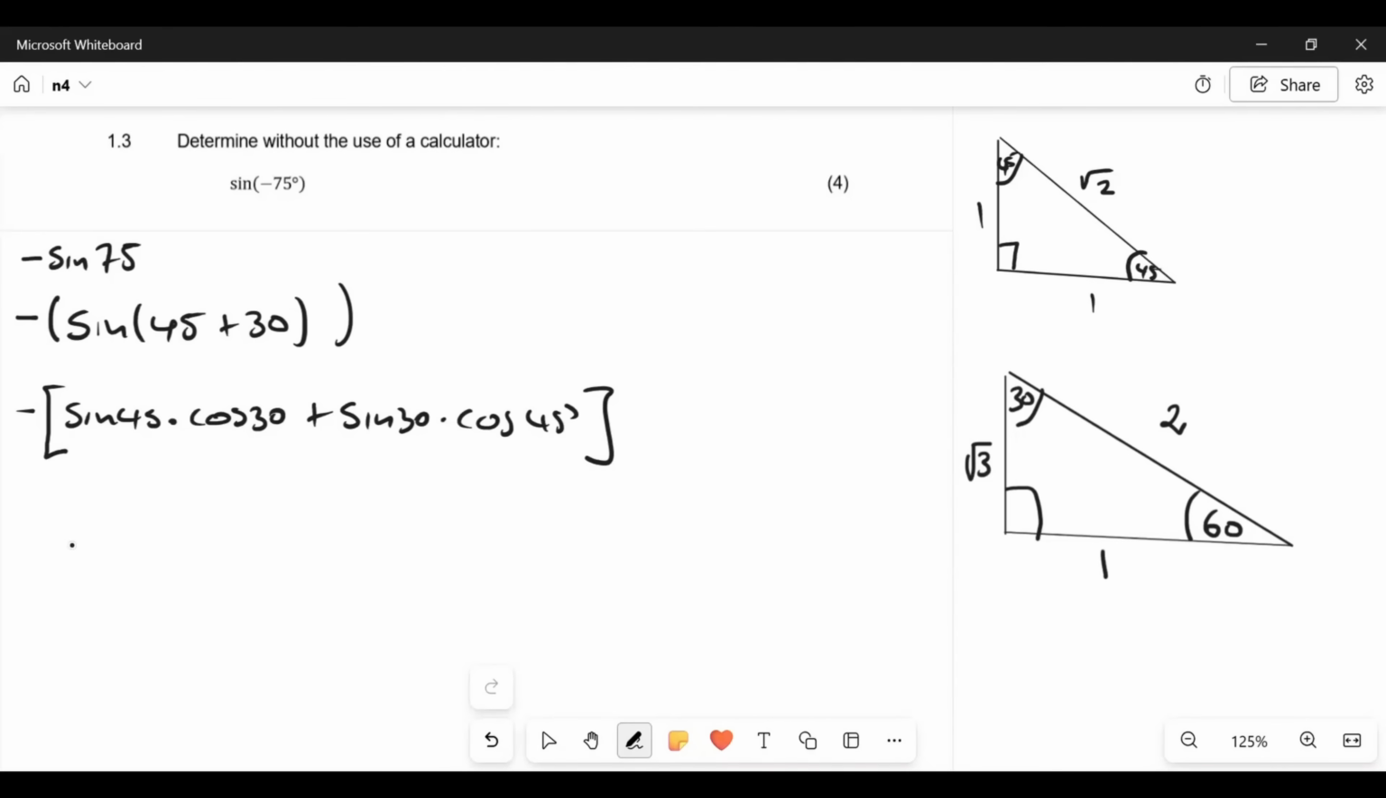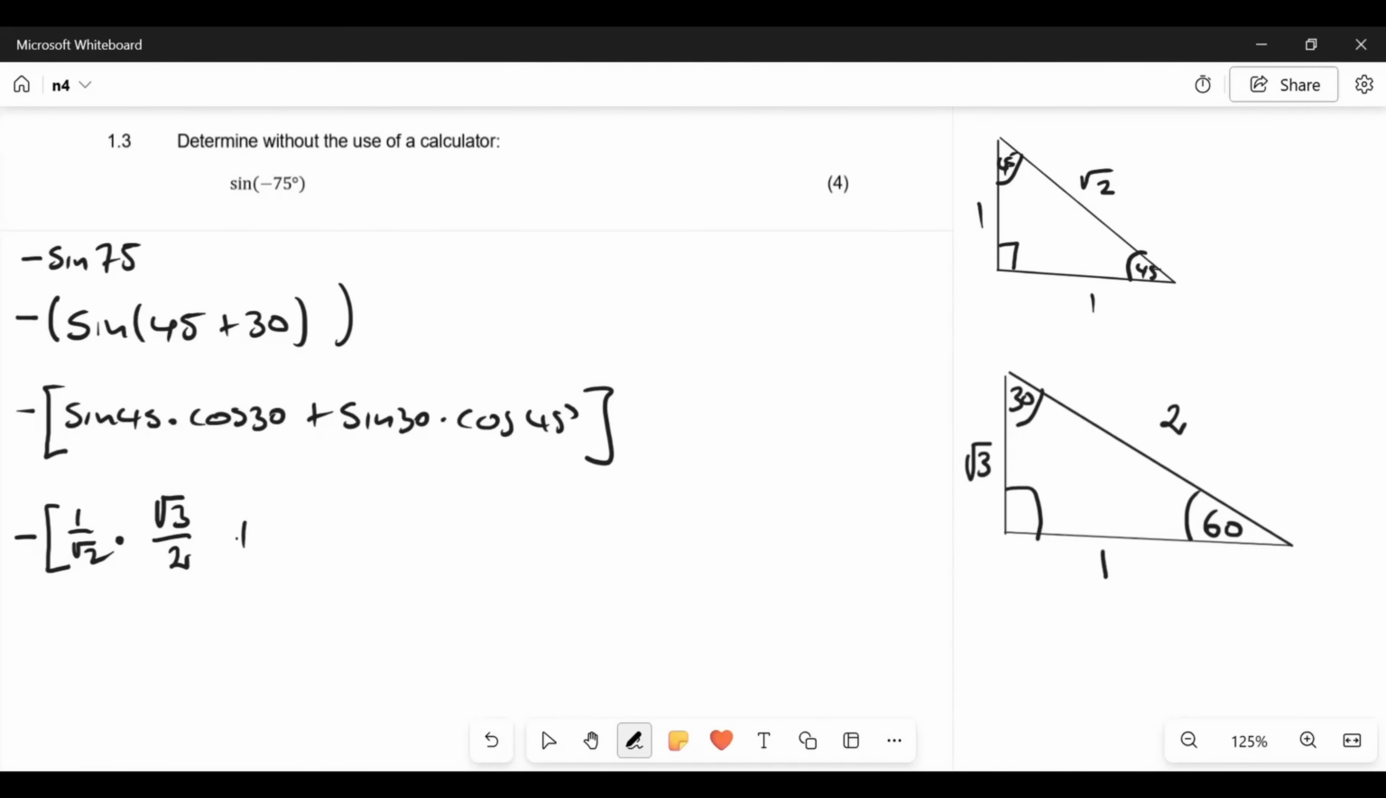So from here, we can start using these special angles that we just write here from our triangle. Now, sine 45, let's not forget we have negative there. Sine 45, we know that sine is opposite over hypotenuse. So our opposite of 45 is 1. Our hypotenuse is root 2 from this triangle there. Right. Multiply cos 30. We know that cos is adjacent over hypotenuse. So cos 30, our adjacent is root 3 and our hypotenuse is actually 2.